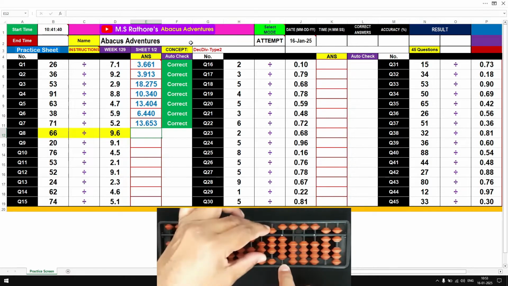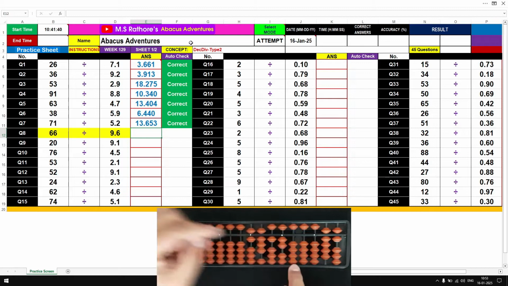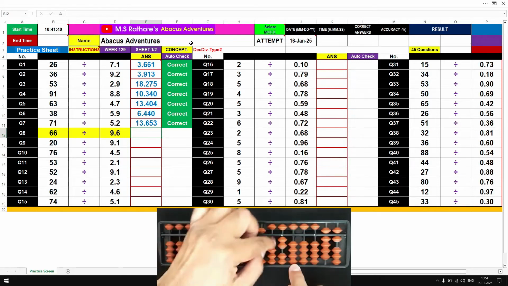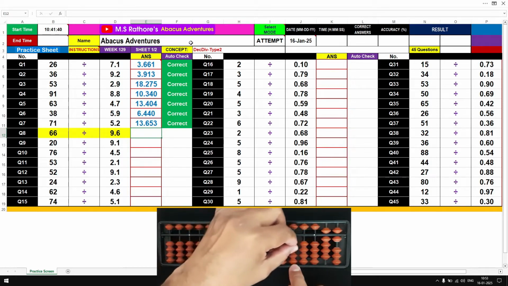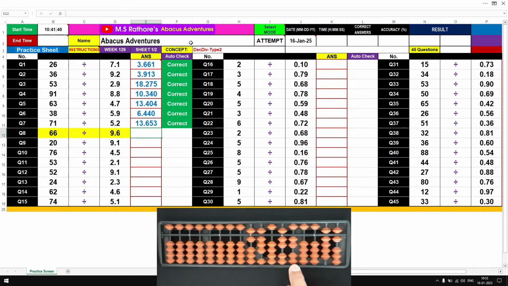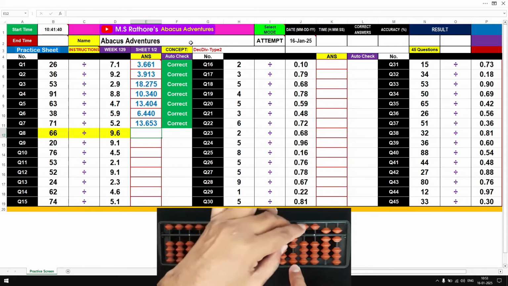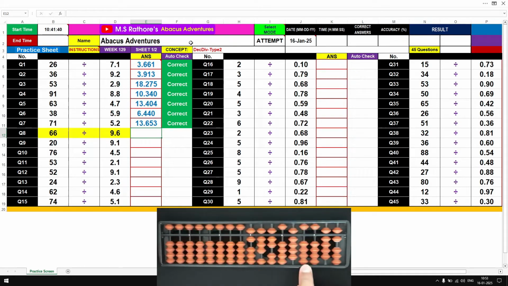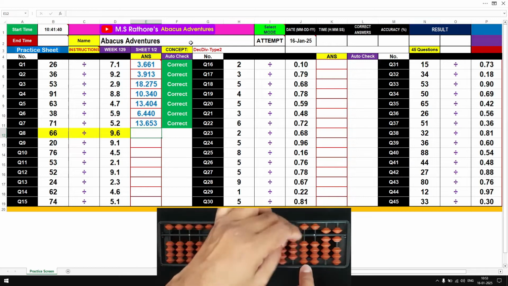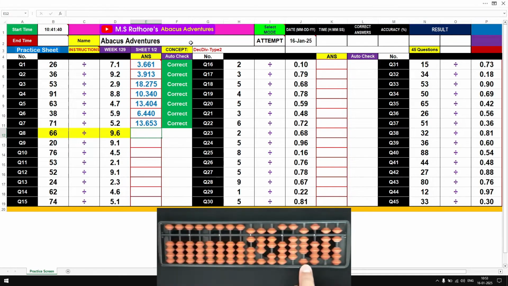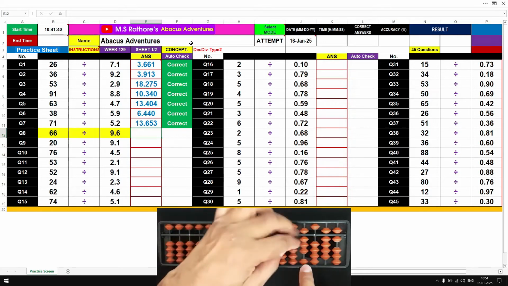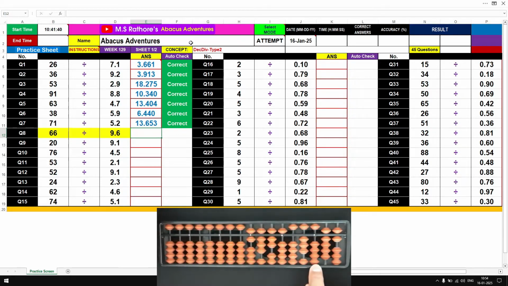9 8s are 72, shifted, 6 8s are minus 40 minus 8. New round, 72 is the value. 9 7s are 63, finger shifted, 6 7s are 42. Last round left now, 48 is the value. 9 5s are 45, shifted, 6 5s are 30, and our answer is 6.875.